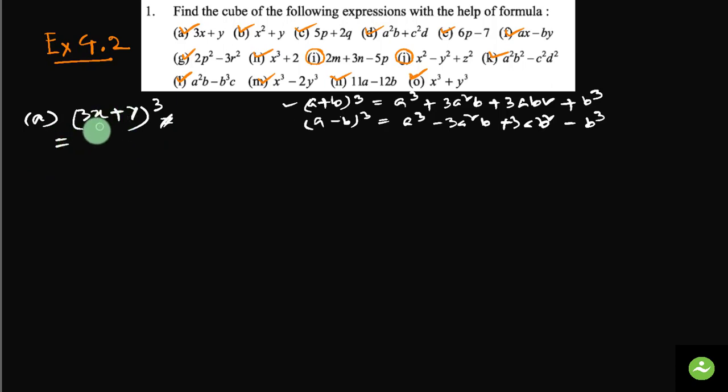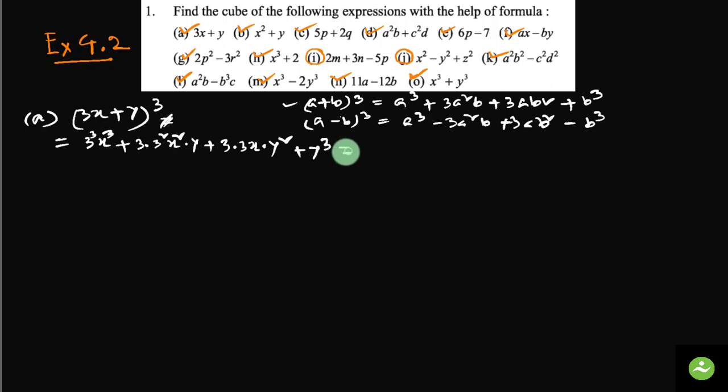Equals to A plus B whole cube means A cube. A cube means 3 cube and x cube, plus 3A square B. 3A square means 3 square x square, B means y, plus 3AB square means 3x y square plus y cube.